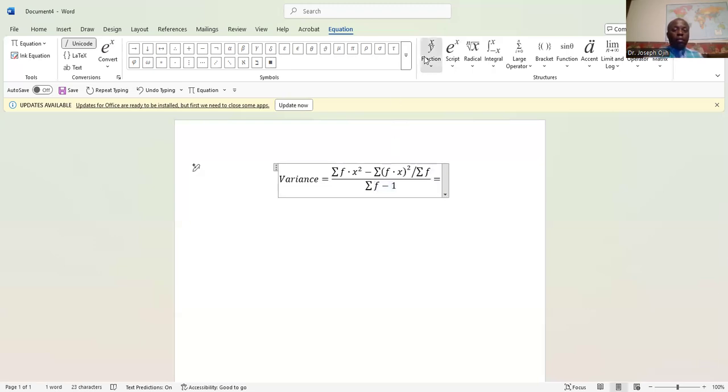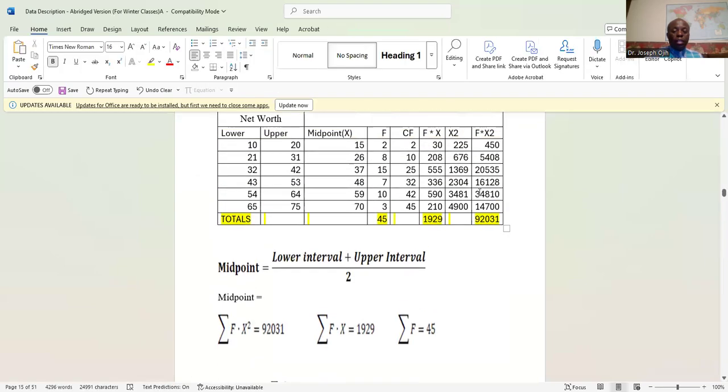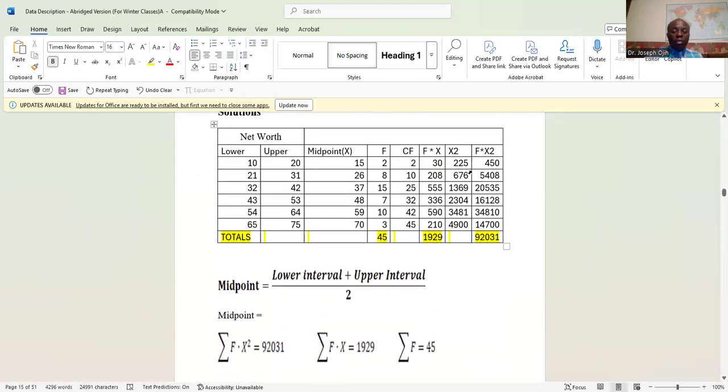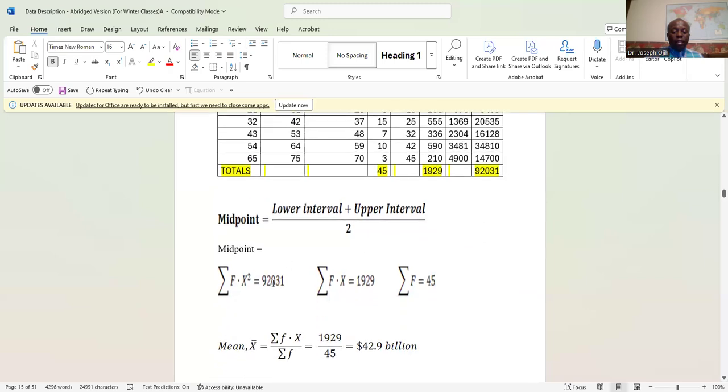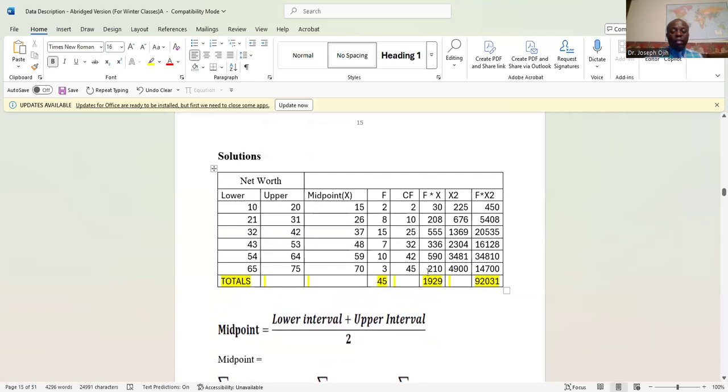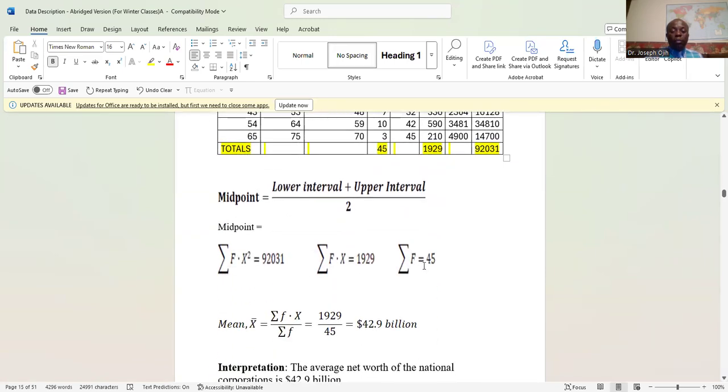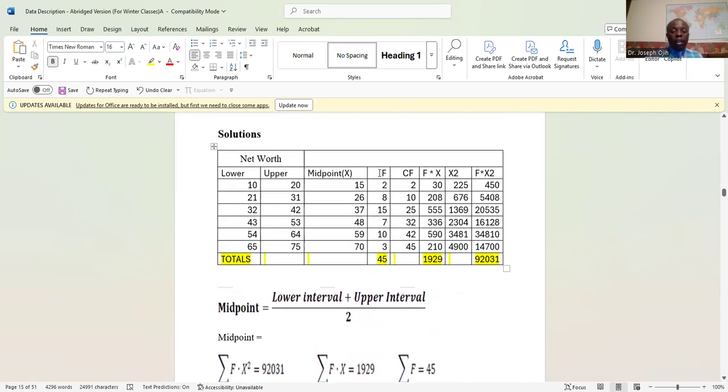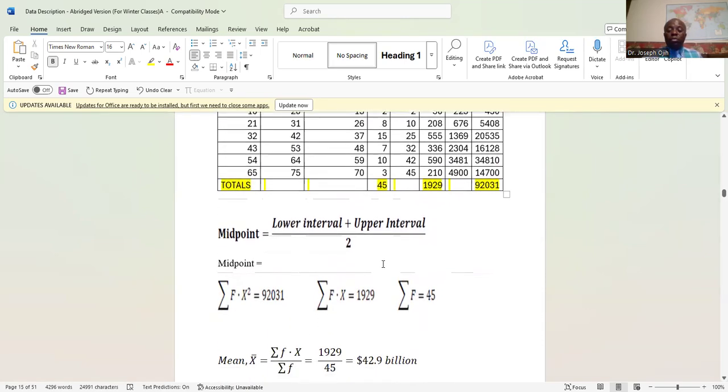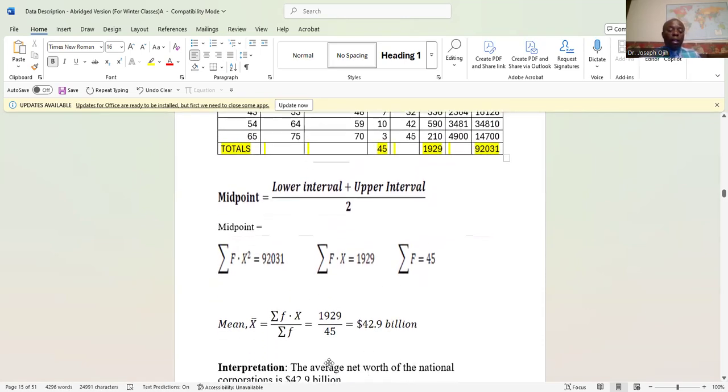Like I said, all these numbers are already there for you. Let me show them to you again. The sum of f times x squared, you can see from the table, is 92031. The sum of f times x is 1929. And the sum of f is 45. You can see the f column right here and the sum is 45. So you just have to put the numbers in and get the variance.